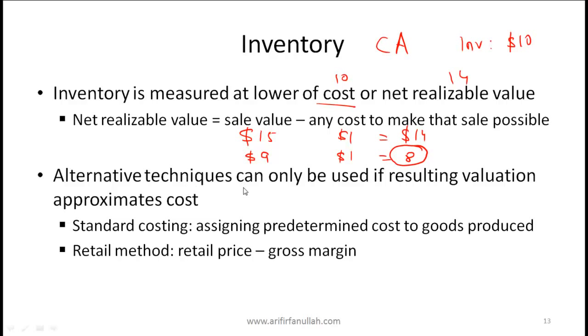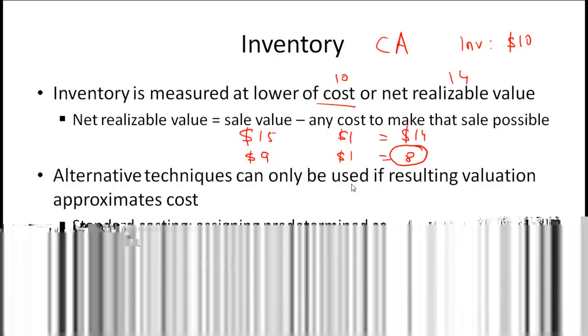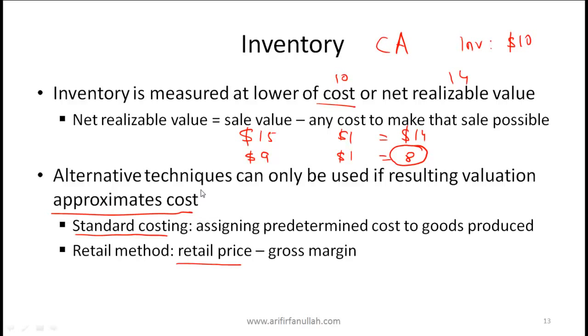Alternative techniques can only be used if resulting valuation approximates cost. So some organizations use a method called standard costing, where we assign a predetermined cost to goods produced, or a retail method where we simply say cost is equal to the retail selling price minus some standardized gross margin. So as mentioned, these potential techniques can only be used if resulting valuation approximates the actual cost. There is a whole reading on inventory later on, so we will study this in more detail later.